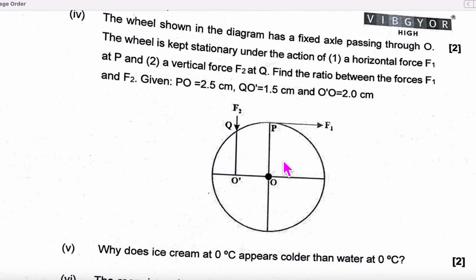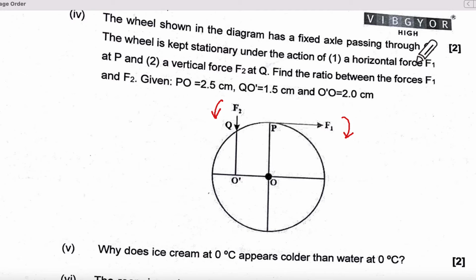The wheel shown in the diagram has a fixed axle passing through O. The wheel is kept stationary under the action of 1. A horizontal force F1 at P, and 2. A vertical force F2 at Q. Is this the question from the textbook? We have something similar to this. Quickly open the textbook. If it is the same, we have already solved this. See, this is going to give you the clockwise movement and this one is going to give you this way, anti-clockwise movement. Can you see that? Yeah. So what will be the moment due to F1? What are they saying?